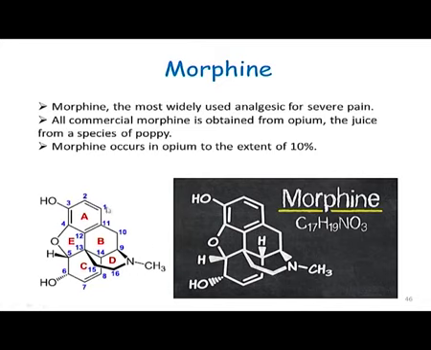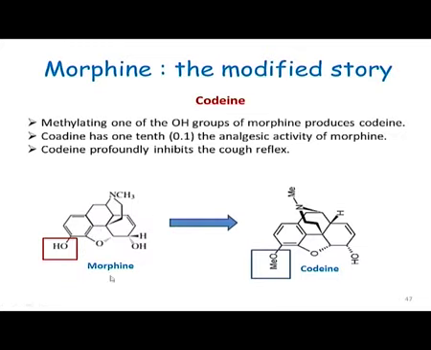Since it is obtained naturally, it also contains certain other related compounds along with it. This is the structure of morphine, and for example, codeine is nothing but a methyl ether of this morphine. So one of these hydroxy groups is converted into an ether, and that gets you to codeine, which is less of an analgesic compound, but more of a cough suppressant. It profoundly inhibits cough reflexes, but the problem is it is also an addictive compound.